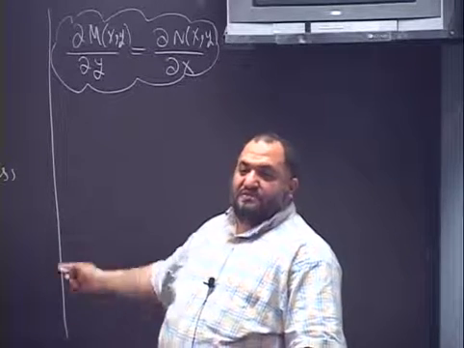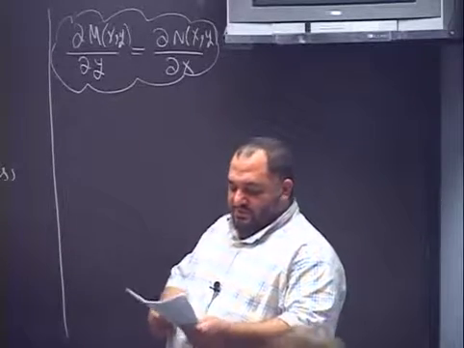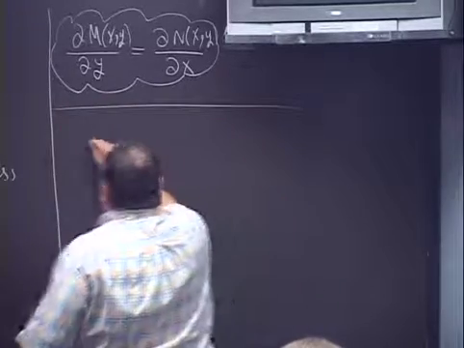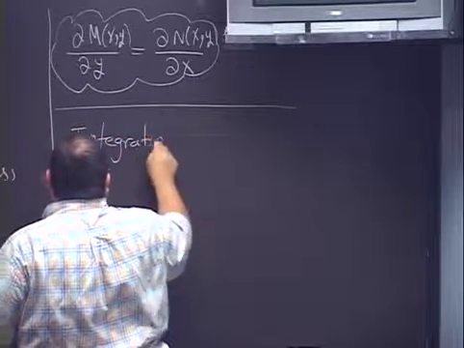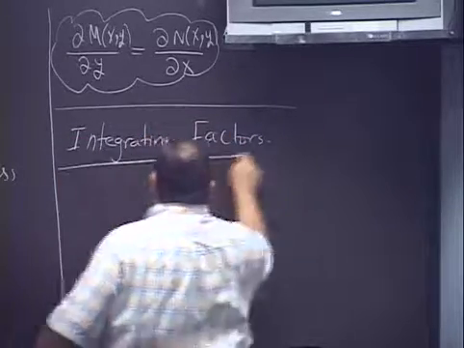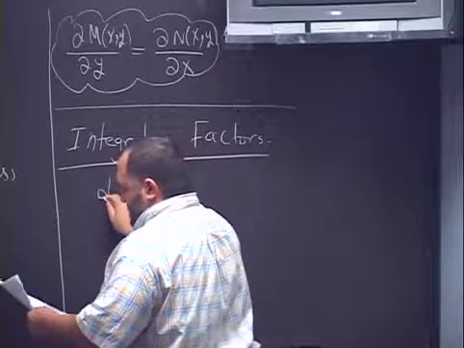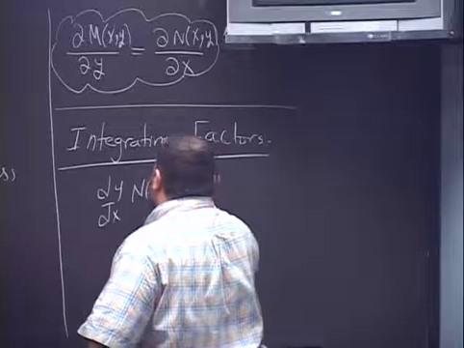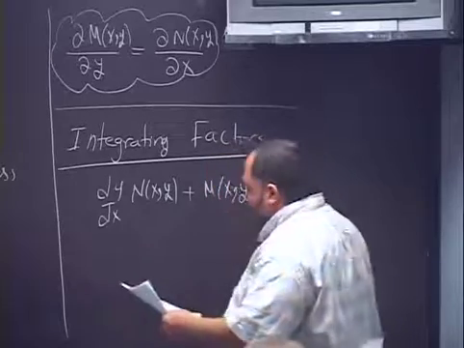If it's not equal, this is not an exact equation. So this is the exact one. Now we will look at integrating factors, how to use the integrating factors. So the equation dy by dx multiplied by n of x and y plus m of x and y equal to 0.